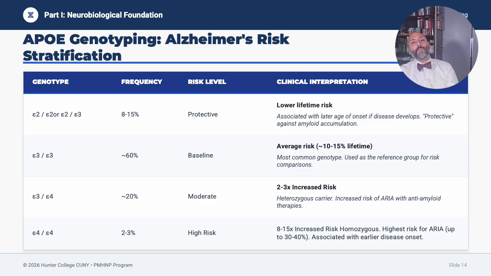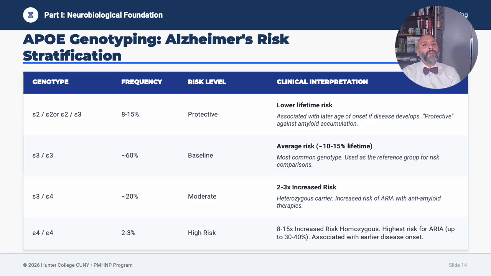E4 carriers have a higher chance of treatment-related brain swelling and bleeding. Now, E4, E4 is high risk. This is the highest risk group, but it is also rare. About only 2 to 3% of people have 2 E4 copies, and this increases the risk from 8 to 15 times average and is linked to earlier onset symptoms. So even here, risk is not a certainty. Some people with this genotype will never develop the disease.